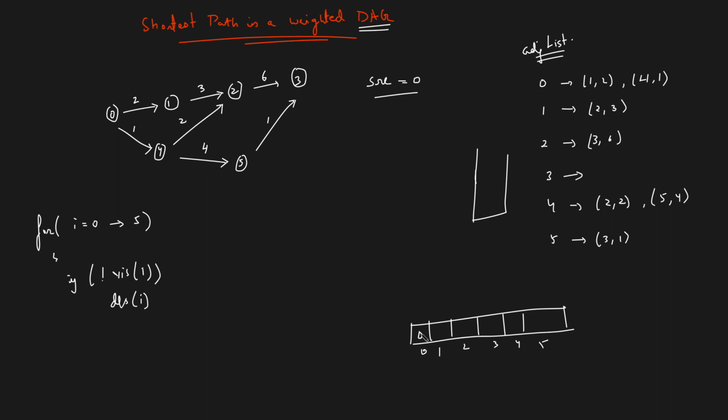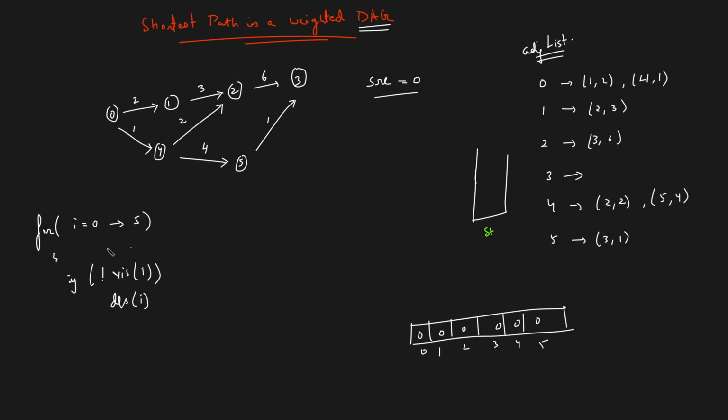And everything was marked as unvisited. So this is the first step to find topo sort. If you remember, we always declared a stack. We had a visited array in which everything is marked as unvisited, and then we simply called the DFS function.